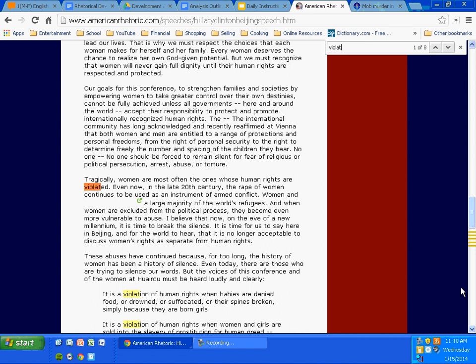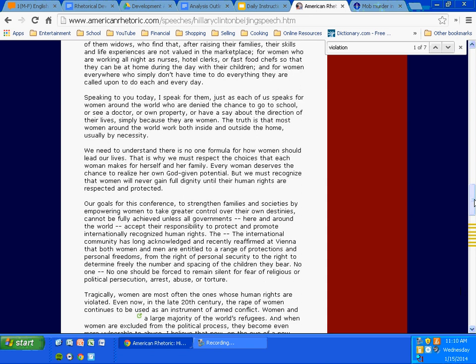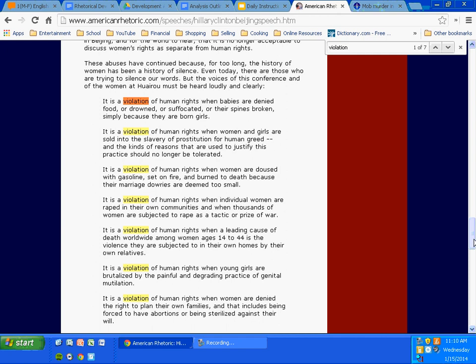By the way, you notice how cool this is over here in Chrome? That when I do Control F, it'll give me the yellow band where the word is. Okay, just go straight there. Perfect. If it's a violation, it is a violation, it is a violation. Excellent. Sydney's got two examples of anaphora.